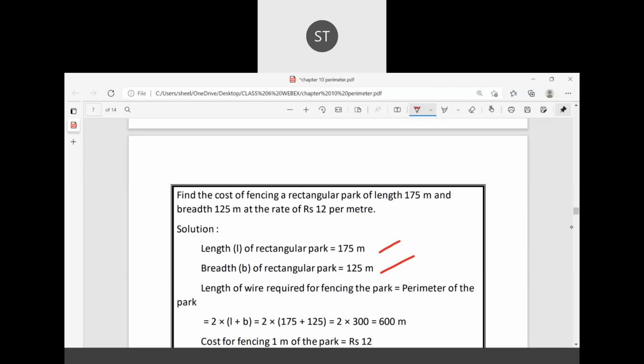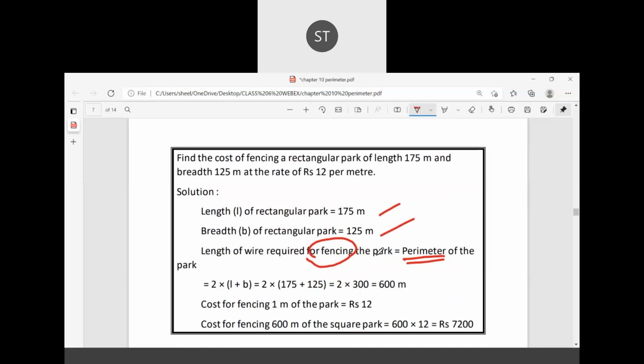Now, the length of the wire required for fencing. Required for fencing means what is the answer? What is the question? We have to calculate here the perimeter of the park only. So, what is the perimeter of the park? 2 into L plus B. Why is it that one? Length and breadth are different. So, what is the shape here? It is the shape of a rectangle only. So, 2 into L plus B, that is equal to 2 into 175 plus 125, which is equal to 2 into 300, which is equal to 600 only, right? 600 meter.